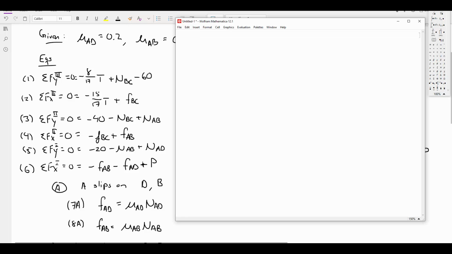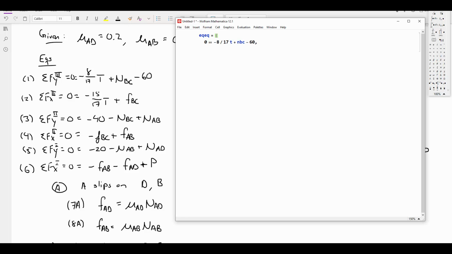Since we have 8 equations that we have to solve, 2 sets of 8 equations actually, we don't really want to do this by hand. Let's use Mathematica. So I'll put in my equilibrium equations first. I'll call it EQ for equilibrium equations. So let's see, the first one, I have 0 equals negative 8 over 17 times t plus NBC minus 60.